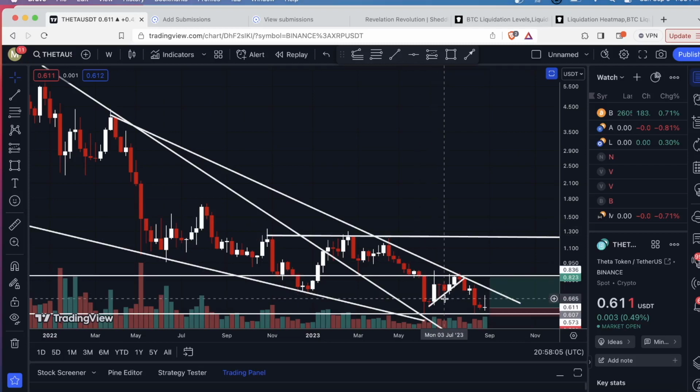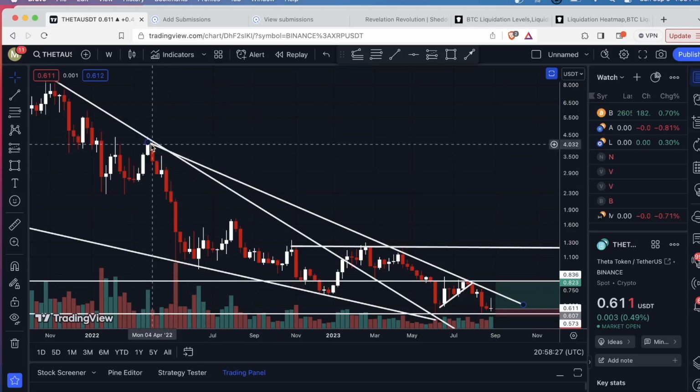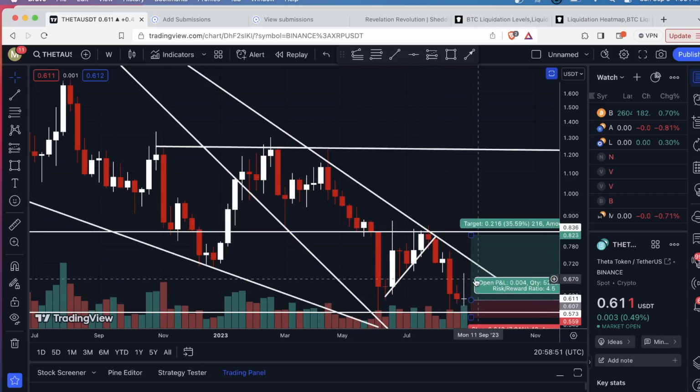Now, there's another resistance overhead in addition to this horizontal line that I just told you about. It's going to be this diagonal trend line. So you see it initiates here, and then we got rejected from it here, and then again right here. So 3 touches makes the trend line valid. So if you want to draw this on your chart, go ahead and do that, because again, this diagonal trend line could be a potential resistance as the price comes to it right here. So keep that in mind.